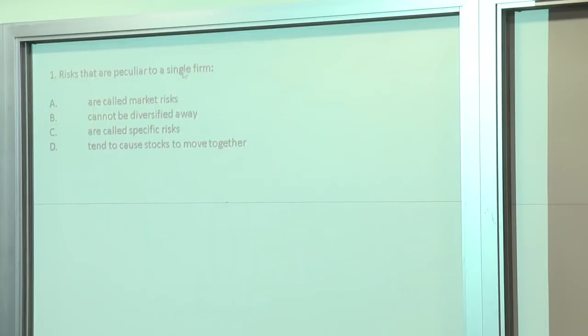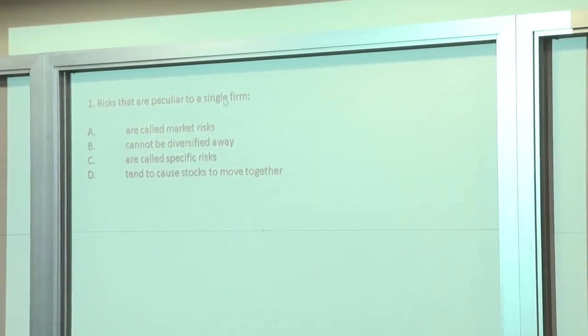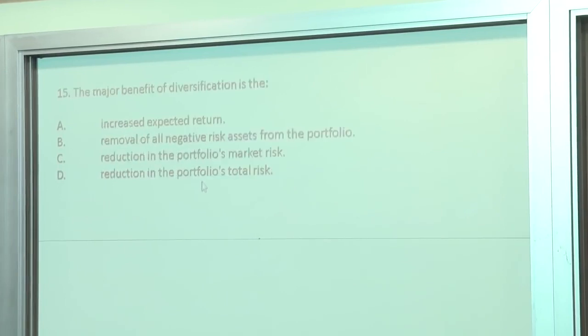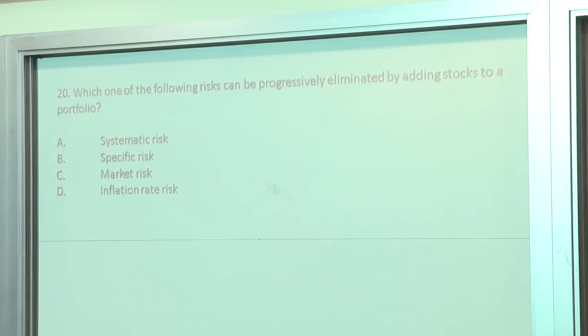So risks that are peculiar to a single firm, C, right? Specific stocks. And the major benefit of diversification is: increasing expected return, removal of negative assets from the portfolio, reduction in the market risk. D, right? Reduction in the total risk. And which part of the total risk is specific risk, right? Diversifiable risk. Which one of the following risks can be progressively eliminated by adding stocks to a portfolio? Specific risk. So B.